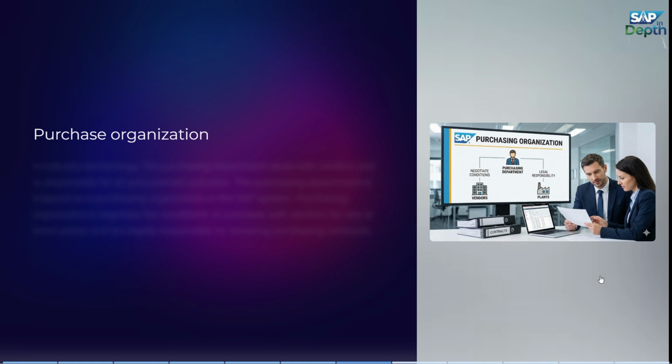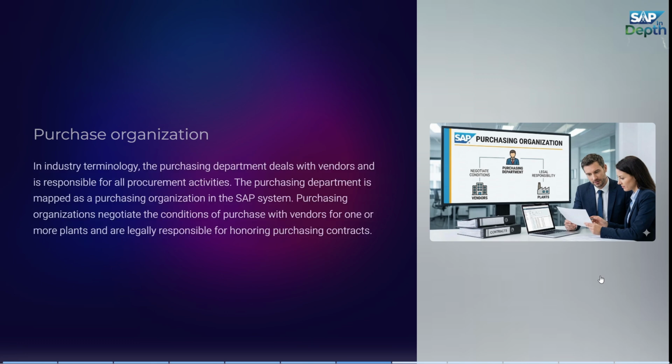Now let's talk procurement. Procurement is a core part of MM. The purchasing organization maps to your purchasing department. It's responsible for dealing with vendors, negotiating prices, creating contracts, and issuing purchase orders. Legally, they are on the hook for honoring those contracts. A purchasing organization can be linked to one or more plants and company codes, depending upon the setup.